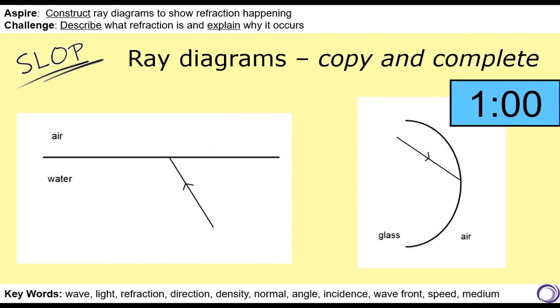Okay, so now that we've been through those three, have another go at these two. So again, copy the diagram and complete it by drawing the normal and then deciding whether the refracted ray is going to move towards or away from the normal and adding in the refracted ray. The second diagram is a little bit more complicated, but I'd like you to give it a go anyway. I'm going to give you 1 minute. Off you go.